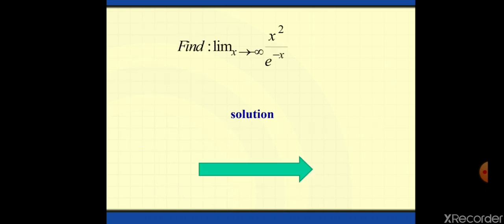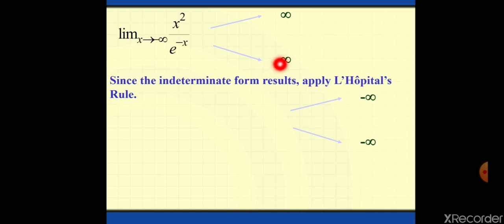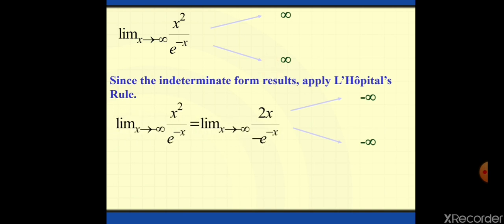Another example. Limit x squared over e to the power negative x when x approaches negative infinity. If you use direct substitution, you find the indeterminate form infinity over infinity. So you have to use L'Hopital's rule: the derivative of x squared is 2x, and the derivative of e to the power negative x is negative e to the power negative x, because its derivative is e to the power negative x times the derivative of the power, which is negative 1.